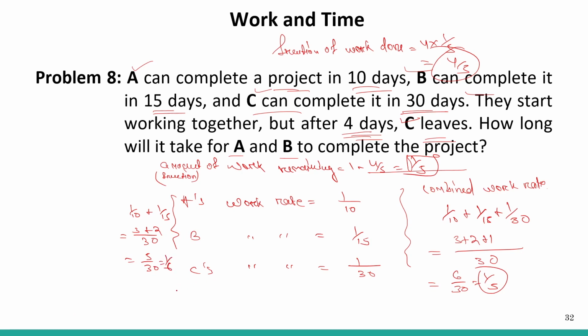Okay, so now the extra time needed for A and B to finish the project is what? The remaining amount of work divided by the work rate. So 1 by 5 whole by 1 by 6, that is equal to 6 by 5. This many days they will need to complete the project.